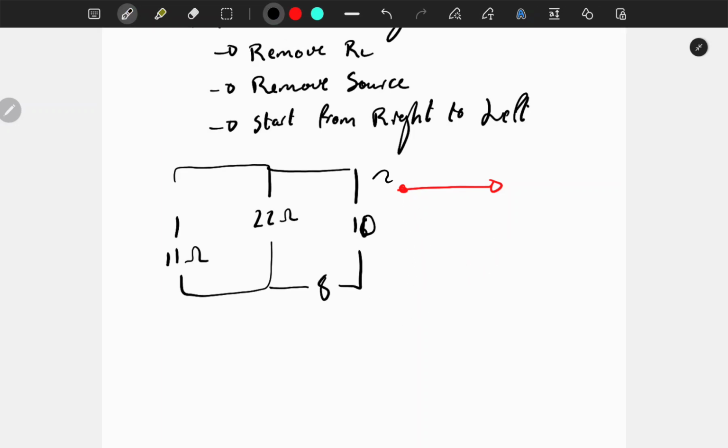So let's start with finding the resistor. So we're going to have, we can add these two, so it's going to be 18, right? And then we see 22 and 11.